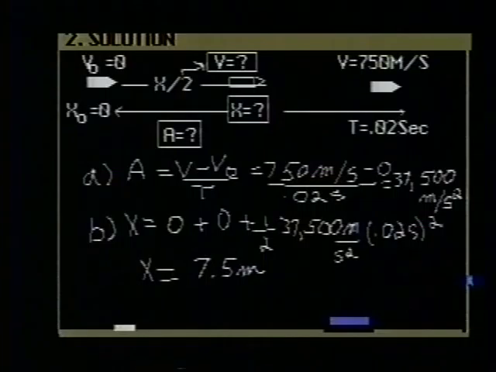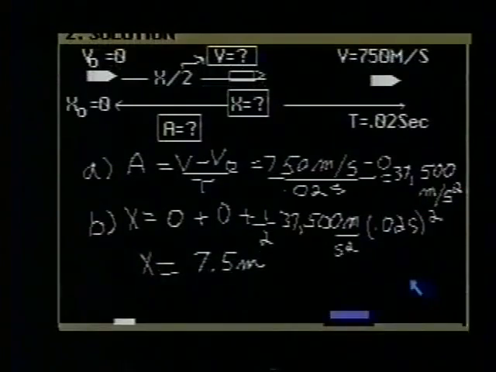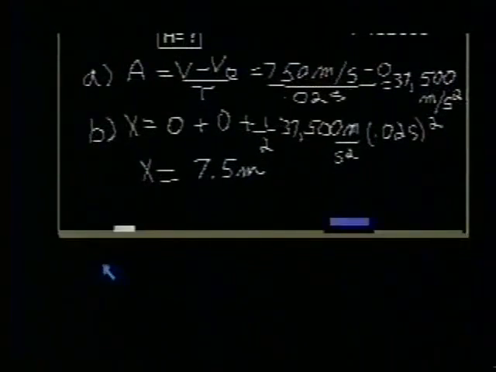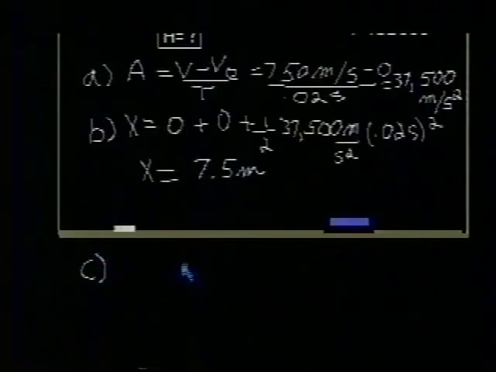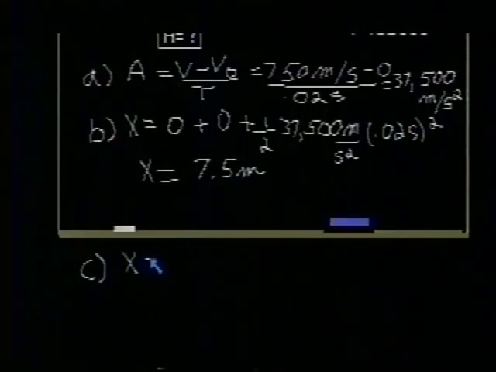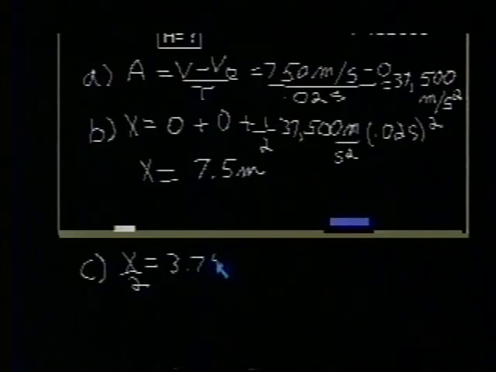Multiply that approximately by 3 and you get somewhere around 23 feet long. It sounds like a reasonable value for the length of a barrel on a battleship. Let's do part C now. We need to know the velocity when the distance is x over 2. Well, half of that is 3.75 meters, so that's going to be our new value of x. Let me call it x prime.